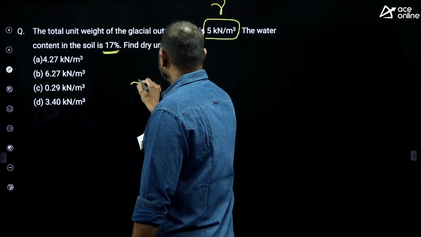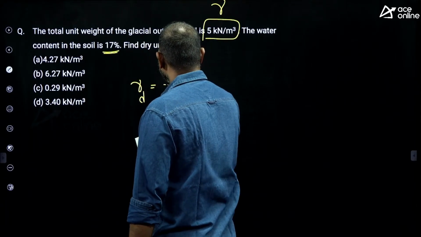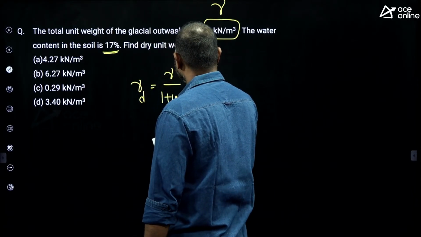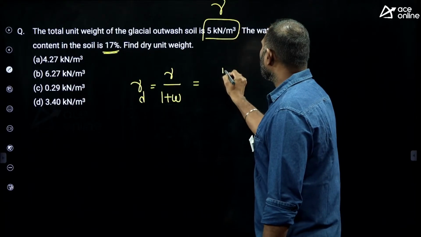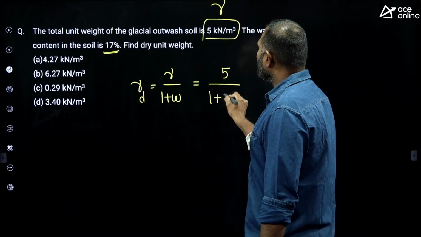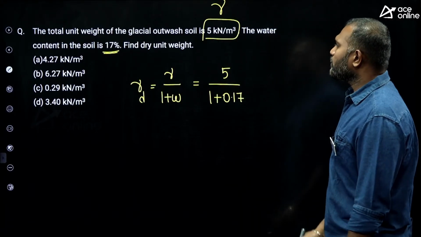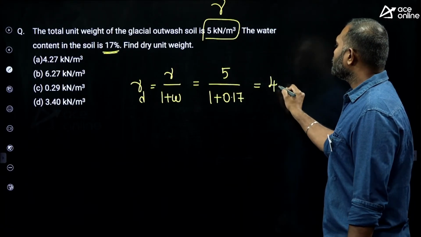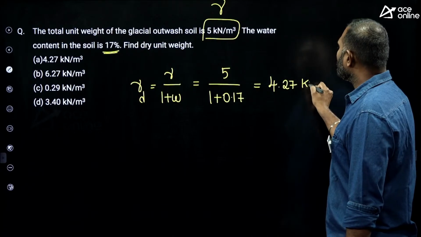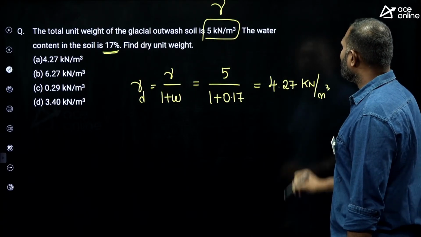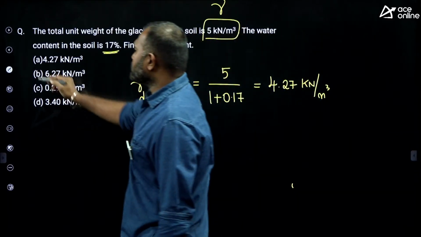So now gamma D is equal to gamma by 1 plus water content. What is gamma? 5 by 1 plus water content, 0.17. 5 by 1.17 will give us 4.27 kilonewton per meter cube. The correct answer is option A.